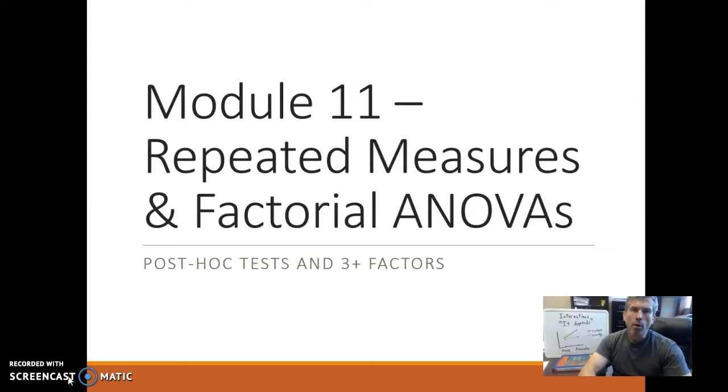Alright folks, welcome to our wrap-up of Module 11 and the third unit of the course. We have been talking about repeated measures and factorial ANOVAs. Specifically, factorial ANOVAs have been the focus of the last couple videos. We're going to wrap up that factorial ANOVA material by talking about some of those post-hoc tests in this context, and also what changes when you have three or more factors at the same time.